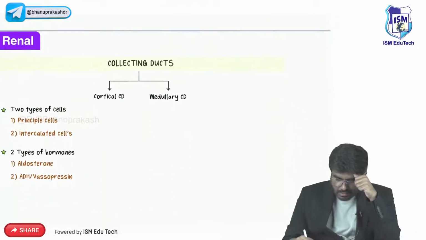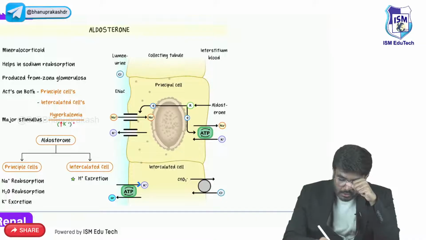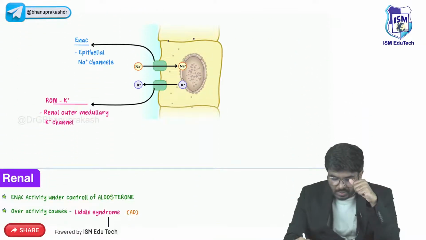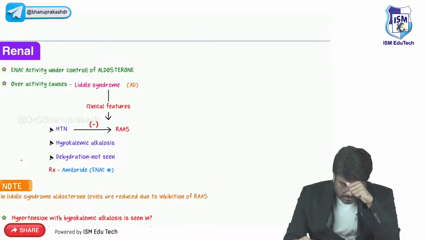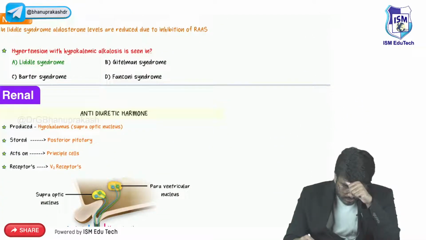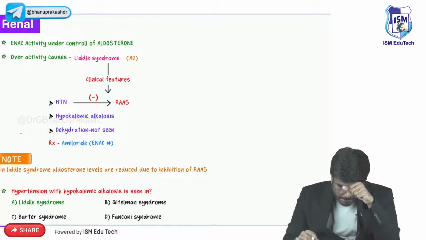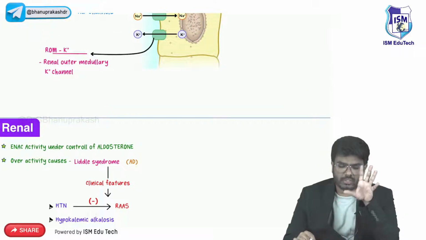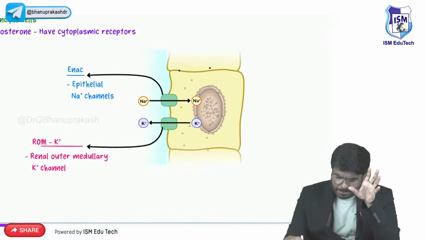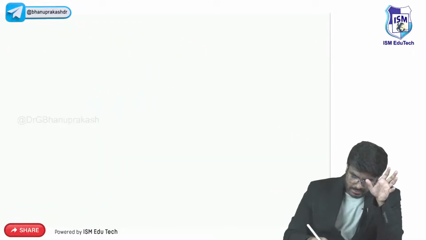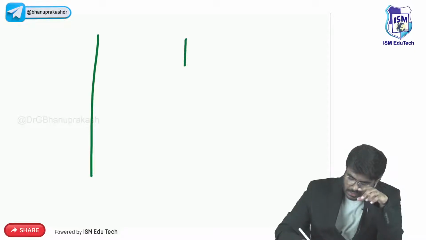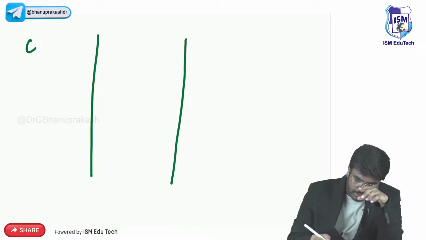Now, what should I teach you after this? Regarding aldosterone, in yesterday's class in endocrine I have discussed aldosterone, and you know better about it. Now, here I want to discuss Liddle syndrome. Okay, just a 2 minute topic. Let me draw here itself. After the distal convoluted tubule, what do we have? After the distal convoluted tubule, you have the collecting tubules or collecting ducts.